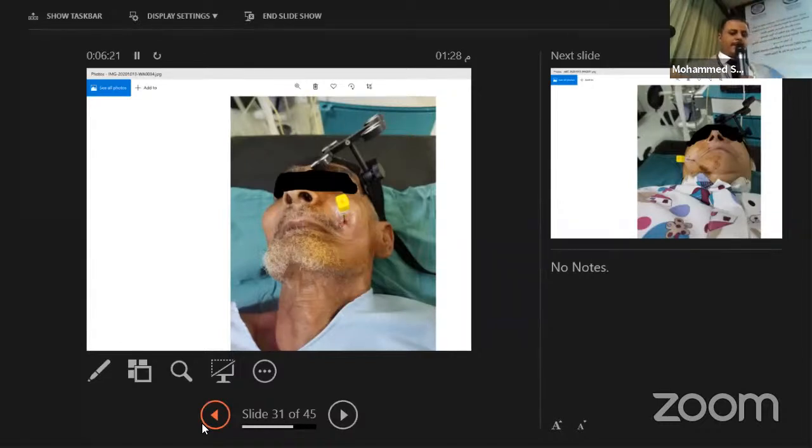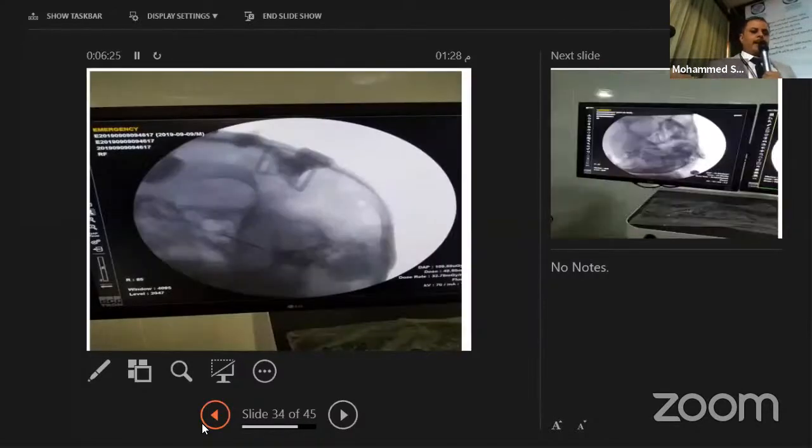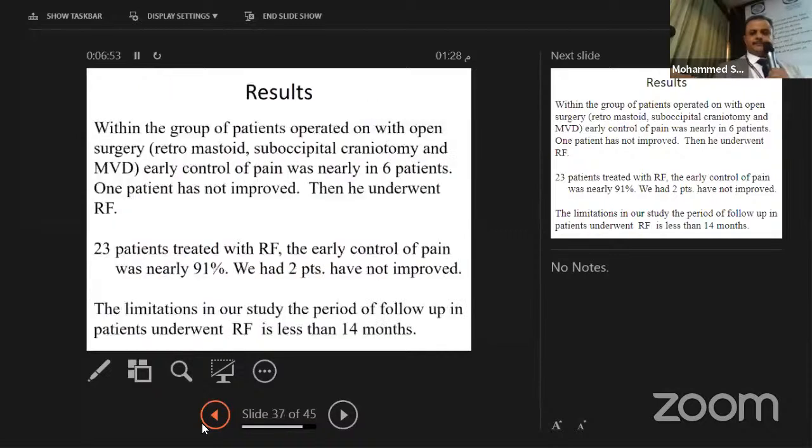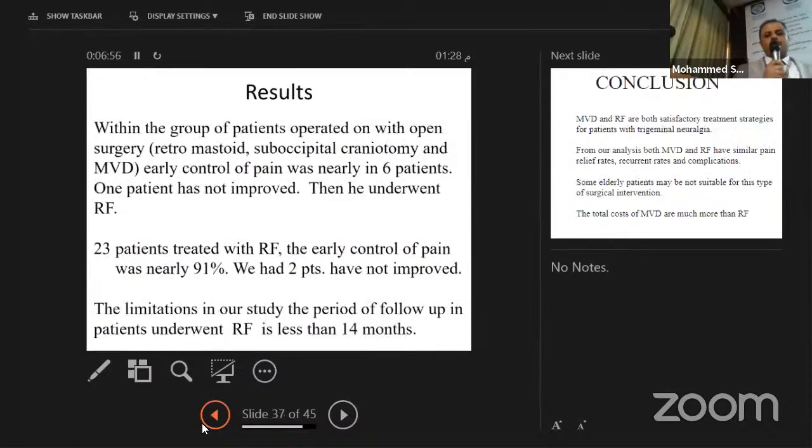I sometimes use neuronavigation to determine the foramen ovale and the insertion of the needle, and then start the procedure. Complications: dysesthesia, minor in 9% and major in 2%. The worst thing we face is anesthesia dolorosa, 4%. The patient feels burning, itching pain at the site of surgery. Meningitis doesn't reach 1%.